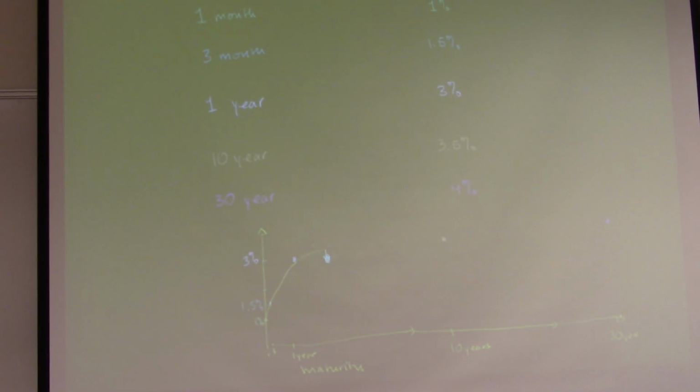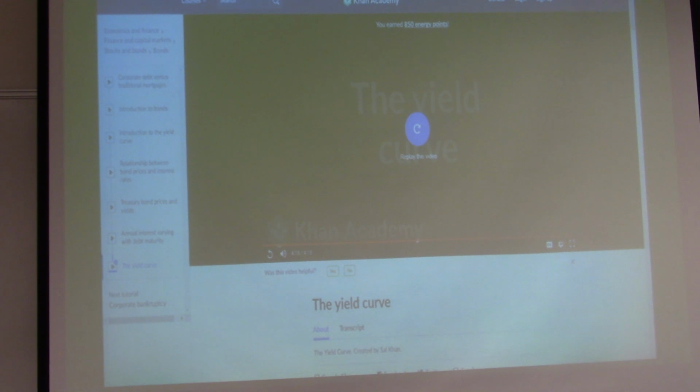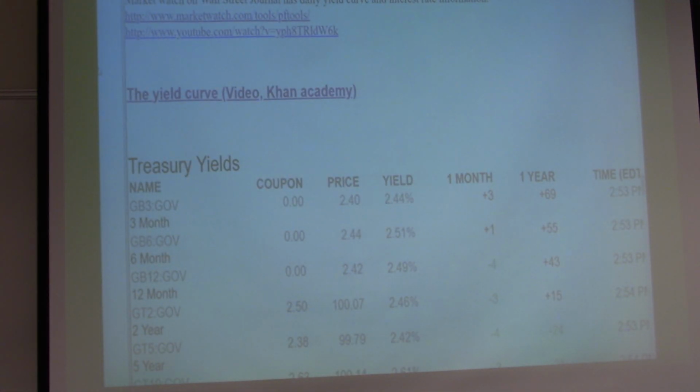Let me see how well I can draw it. You have a curve that might look something like that. And just by looking at this yield curve, you see that when you lend money to the Treasury for a longer period of time, you're going to get a higher interest than you would for a shorter period of time. Okay, this is the yield curve.